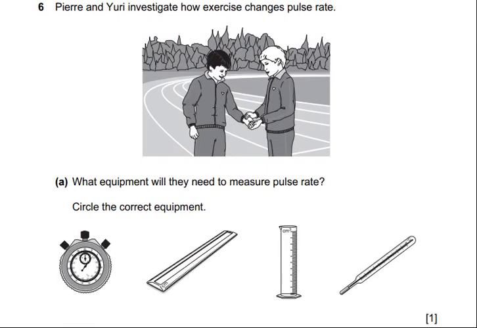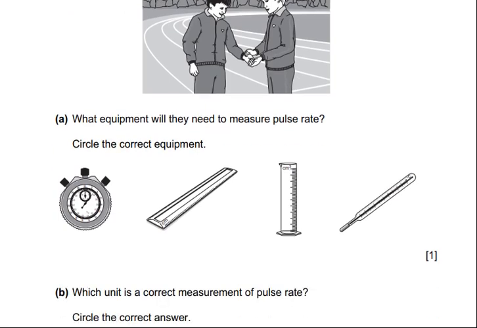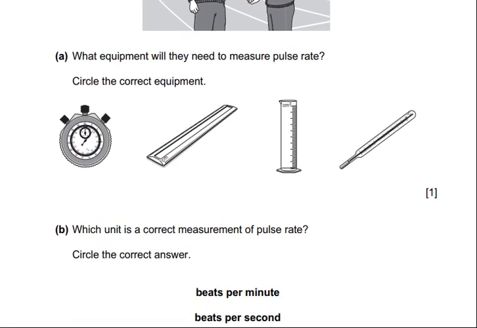Perry and Yuri investigate how exercise changes pulse rate. What equipment will they need to measure pulse rate? Circle the correct equipment. We already said that equipment means apparatus, or sometimes the word apparatus is used instead of equipment, and sometimes equipment is used instead of apparatus. So here the first equipment is used to measure pulse rate, and of course pulse rate means heart beating.